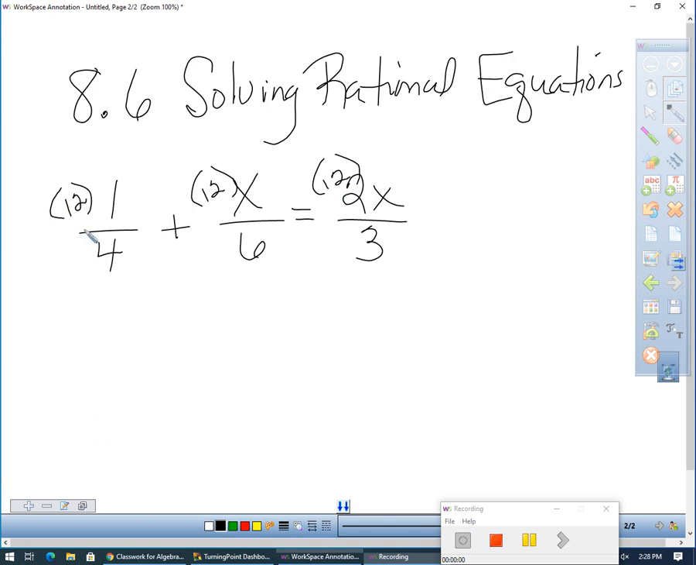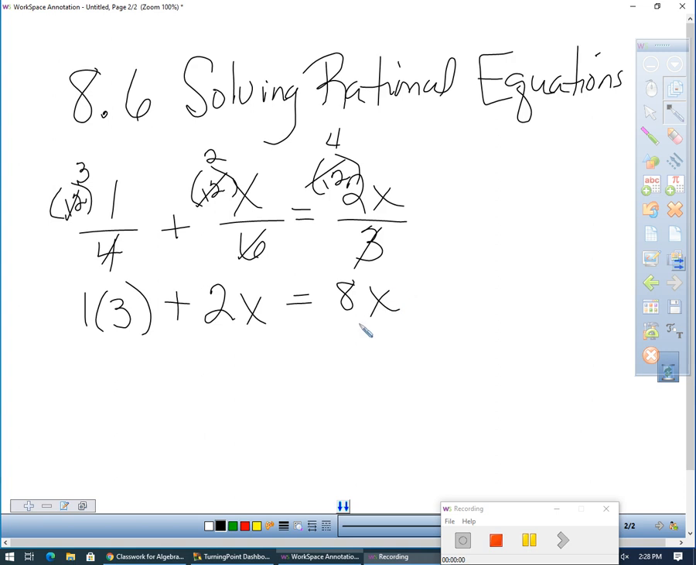In the first one, 12 and 4 technically cancel, right? So 4 goes into 12 3 times. So I have 1 times 3 plus 6 goes into 12 twice. So I have 2x equals 3 goes into 12. So we have 8x. So now I can go ahead and subtract 2x the other side. I have 3 equals 6x. Divide both sides by 6. And x equals 1/2. Remember doing these?